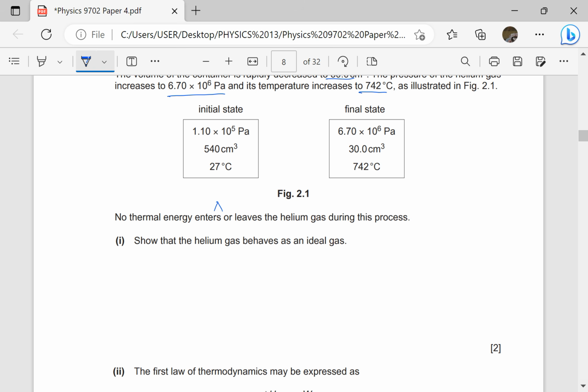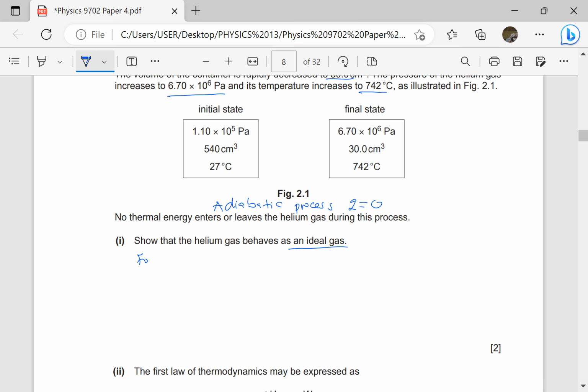So this is called adiabatic. It is an adiabatic process. In other words, Q is equal to 0. No thermal energy enters or leaves the system. Show that the helium gas behaves as an ideal gas. Remember, for an ideal gas, PV over T should be constant.